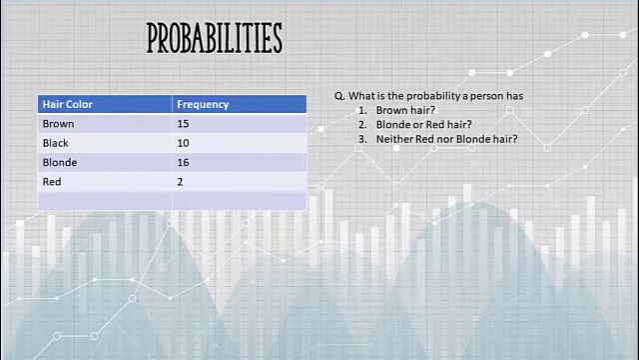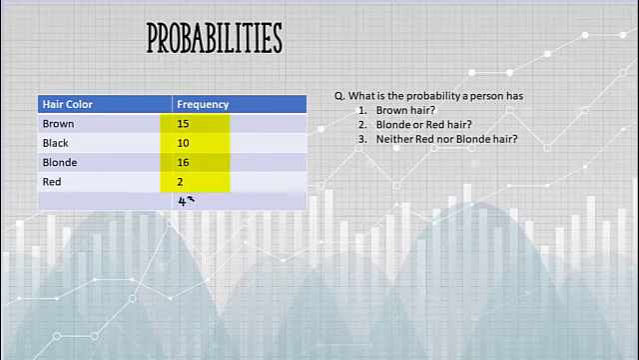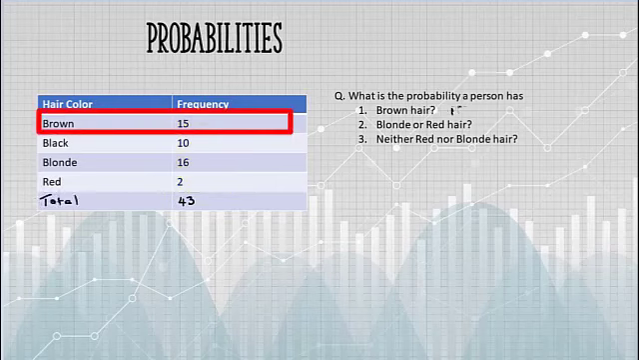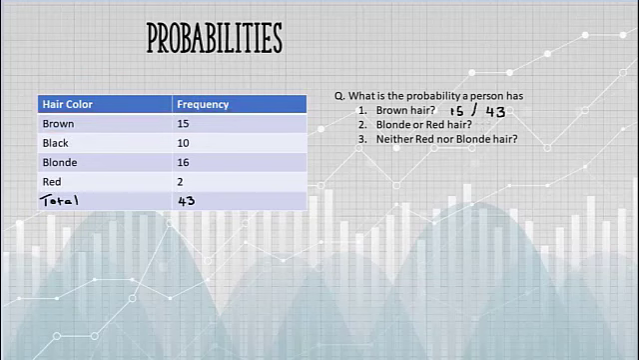You can use one of these tables to find probabilities. We want to know what is the probability a person has brown hair. The first step is to make a total of all the frequencies. That is, add everything up in the frequency column. I get 43. 15 people have brown hair, which means that 15 out of 43 people have brown hair.